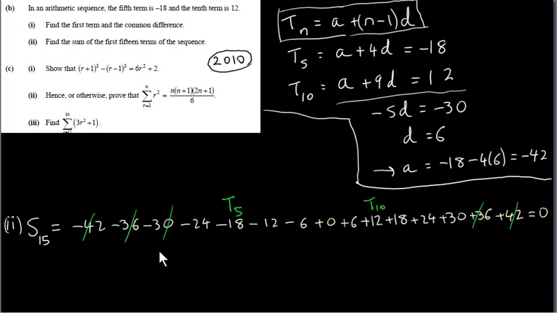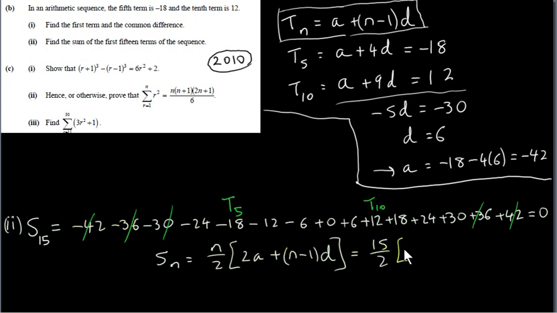We can also use a formula for doing this. The sum of the first n terms of an arithmetic sequence or series is given by n over 2 into 2a plus n minus 1 times d. So n is 15, a is minus 42, so we have 2 times minus 42, which is minus 84, plus n minus 1, which is 14, times d, which is 6. Inside the square brackets we get minus 84 plus 84, which is 0. So that shows that S15 is 0.